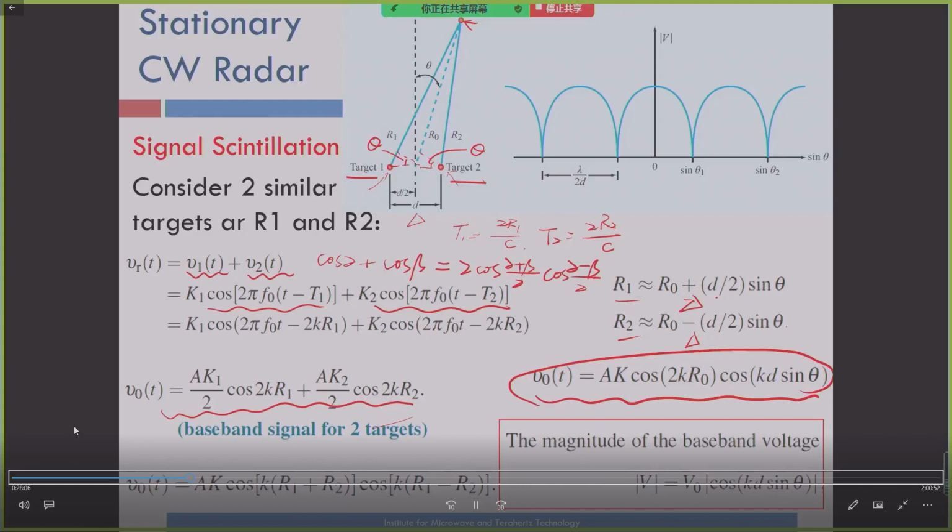So here, if the distance from the transmitter to the object is constant, and this term is constant also, it can be the amplitude, and here is the variation. So the magnitude of the baseline voltage should be like this one. Right?